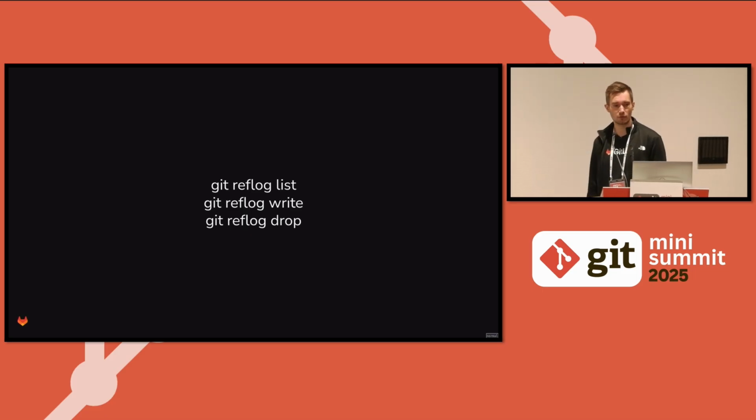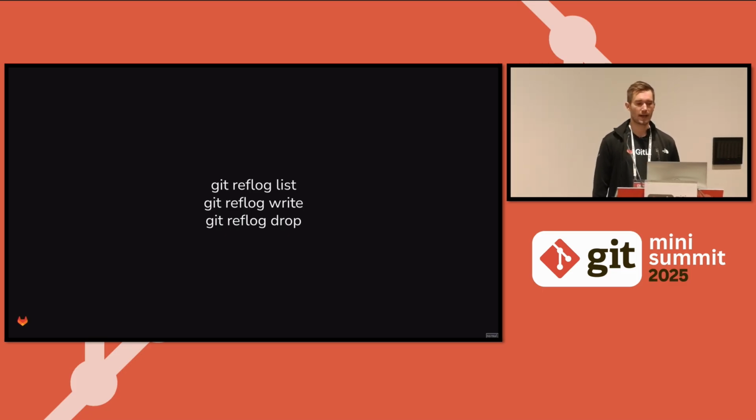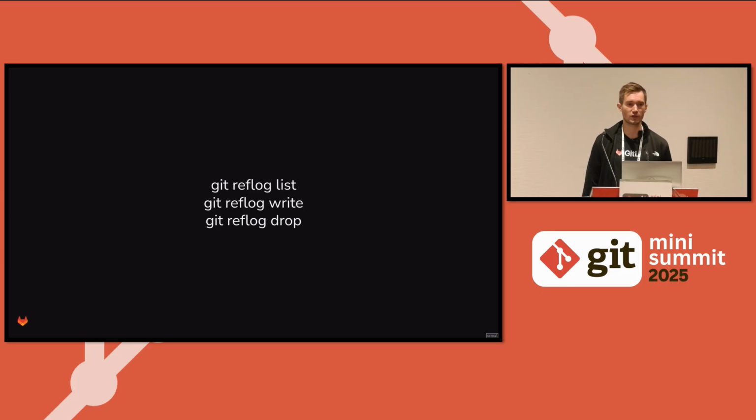So we introduced new tooling to list all available ref logs in a Git repository, to manually write a new ref log entry to one particular ref log, and to delete a ref log altogether, all of which didn't exist beforehand.